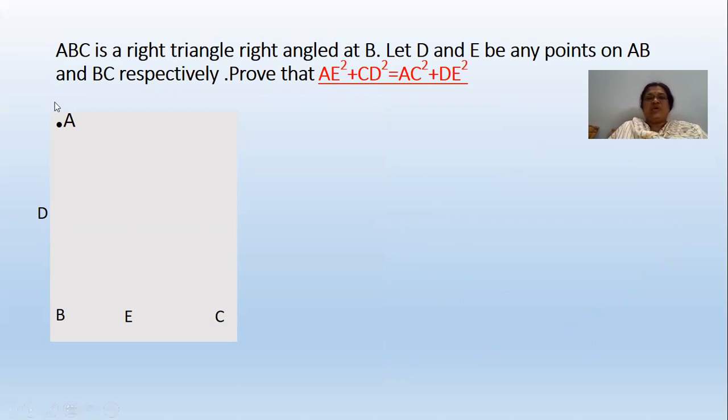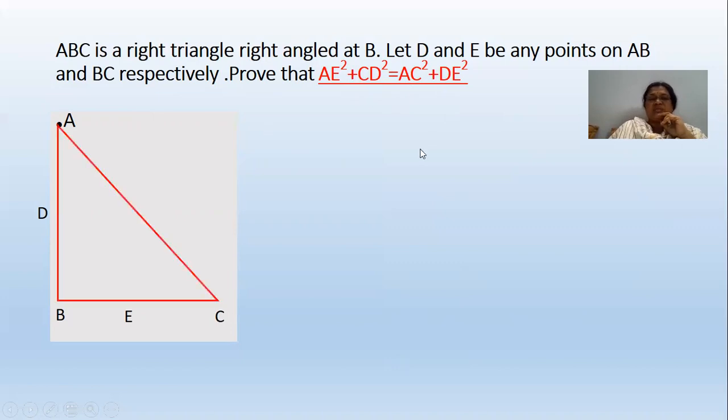Look at this problem now. ABC is a right angle triangle. The right angle is at B. D and E are any points on AB and BC respectively. Prove that AE square plus CD square is equal to AC square plus DE square.